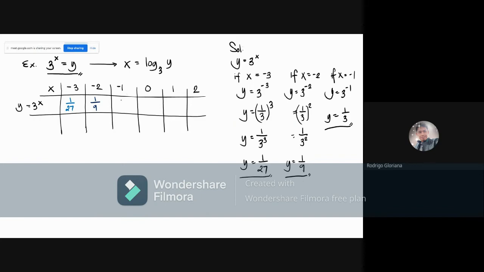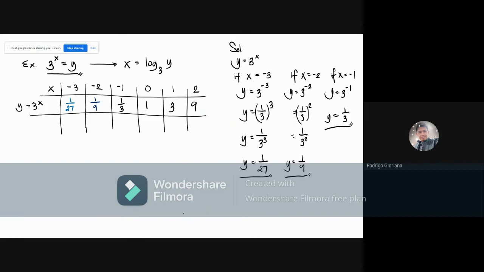So this is 1/3. What do you think if x is equal to 0? As we all know, any number raised to 0 is equal to 1. If x is 1, 3 raised to 1 is 3. For 3 squared, 3 times 3, that is equivalent to 9.